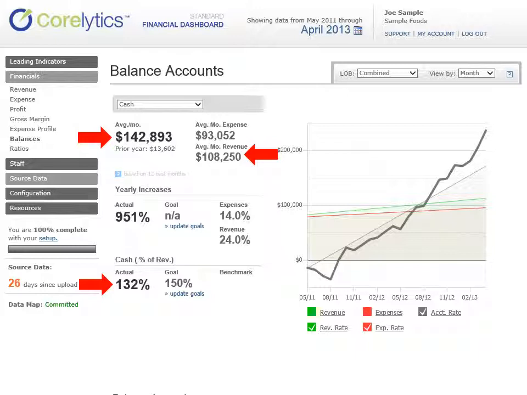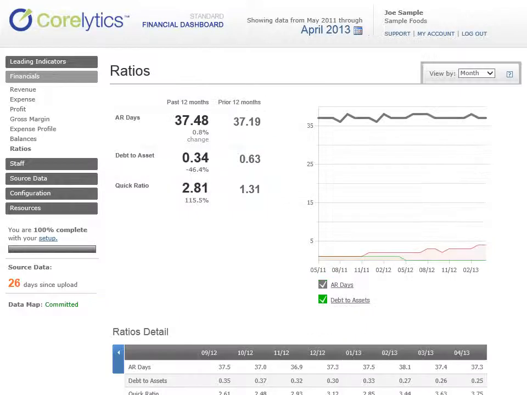So this is really a good set of numbers. We still want to achieve the 150% of revenue goal that is on the bottom of the screen, but we're well on our way to accomplishing that. So let's take a look at our ratios. For example, let's look at AR days, and the good news there is it's 37 days of receivables in the past 12 months, which is pretty much like it was in the prior 12 months, so we're holding steady. That's looking great.